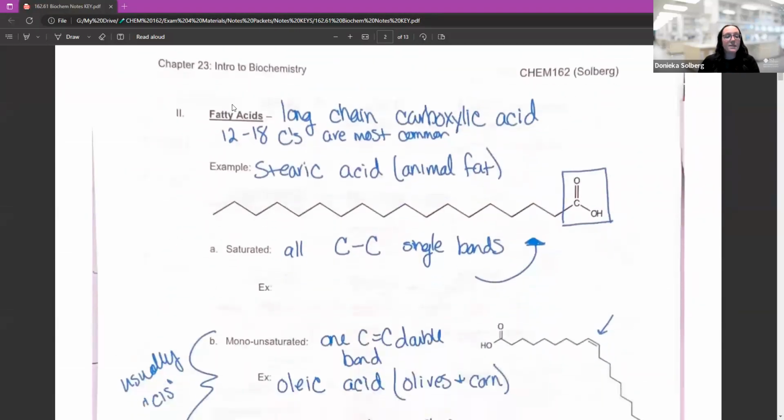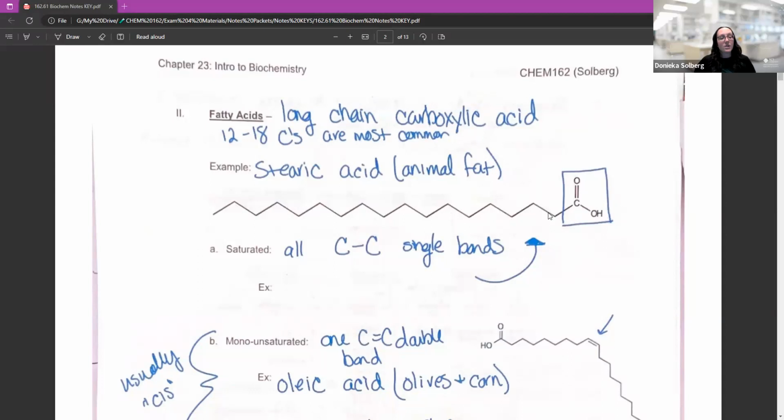All right, so fatty acids are first. I don't want to say building block because usually you have more than one. You don't always have more than one in lipids, but a fatty acid is just a long chain carboxylic acid. So this is my example here. This is stearic acid. This is animal fat. And notice it's a long chain, usually between 12 and 18 carbons, and then you have a carboxylic acid on the end. Okay, that is a fatty acid.